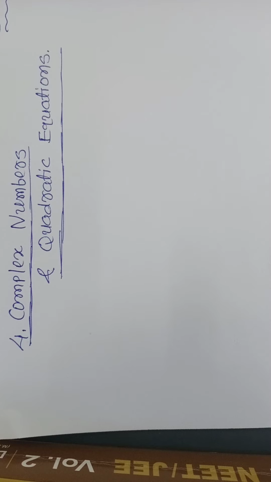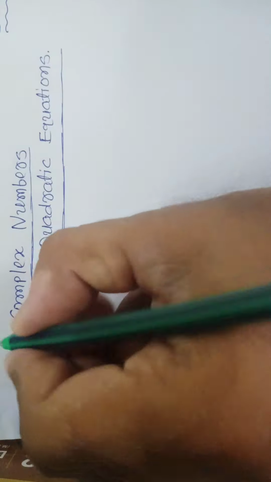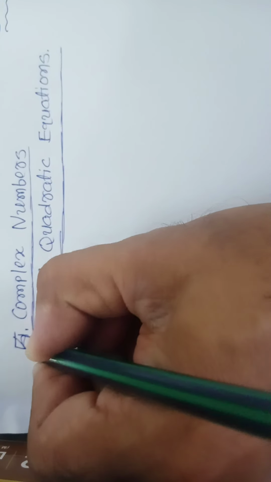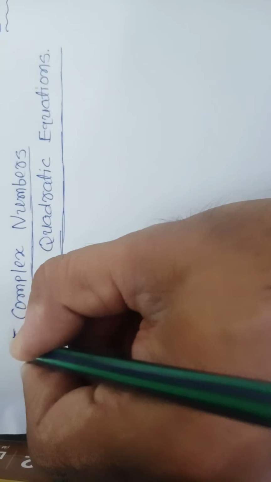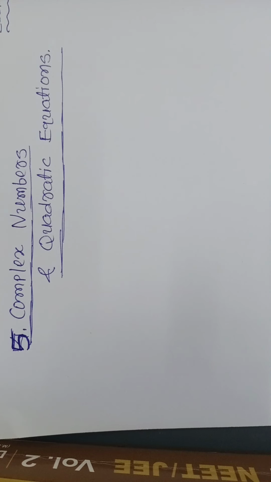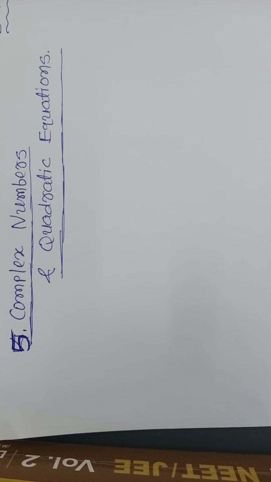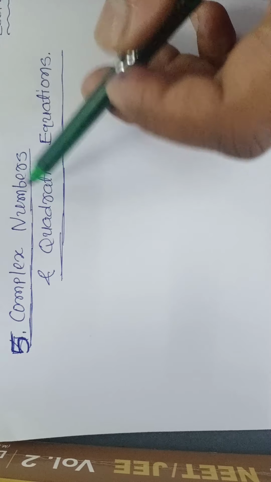Today we are going to start a very interesting chapter. The name is complex number. It is actually chapter number 5. Chapter number 5 is complex numbers and quadratic equation. In this chapter we have to learn an interesting kind of numbers known as complex numbers.